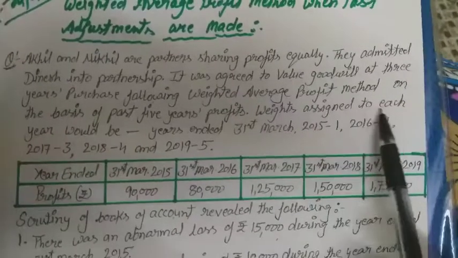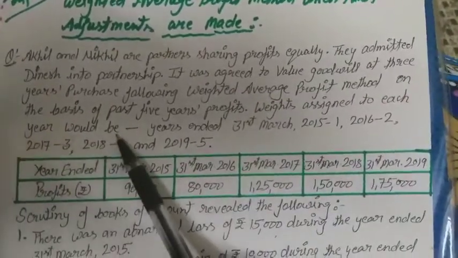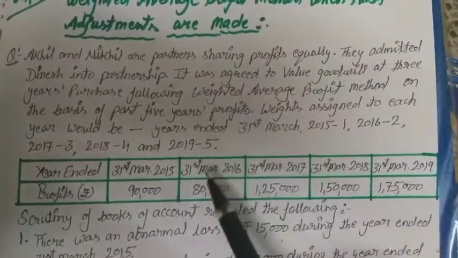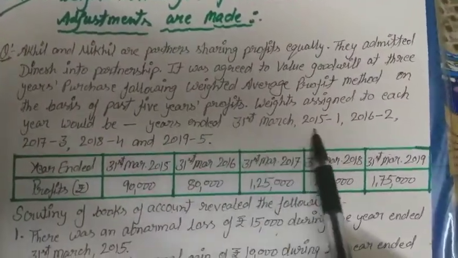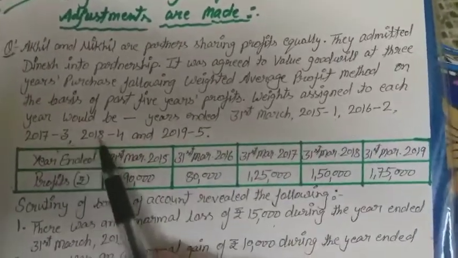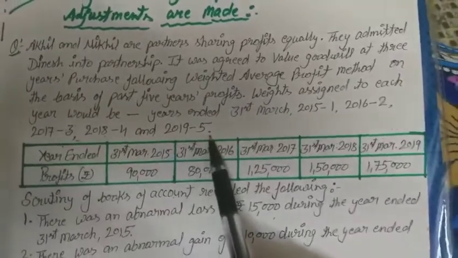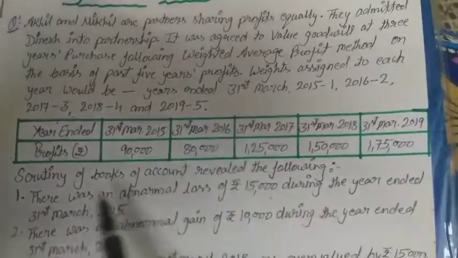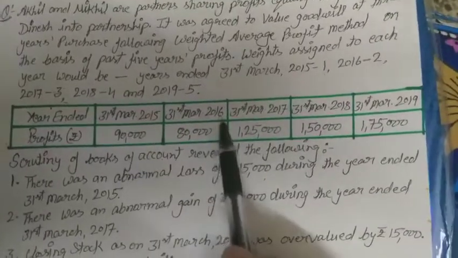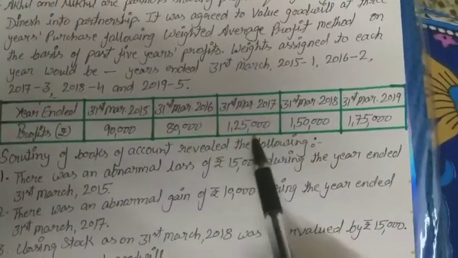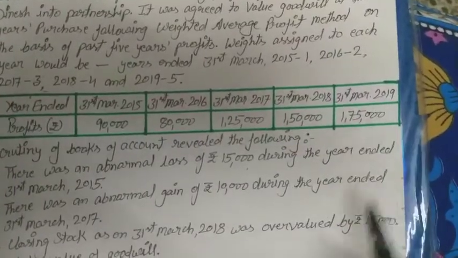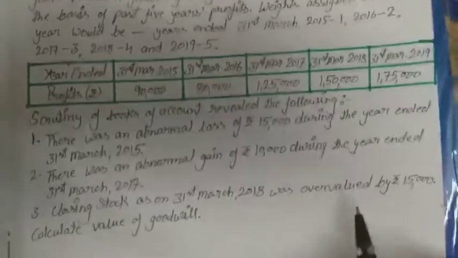Weights assigned to each year would be, for every year's profit, the weight is fixed as follows. Years ended 31 March 2015 weight 1, 2016 weight 2, 2017 weight 3, 2018 weight 4 and 2019 weight 5. Profits are given for the year 2015 90,000, 2016 80,000, 2017 1,25,000, 2018 1,50,000, 2019 1,75,000. These are the profits.